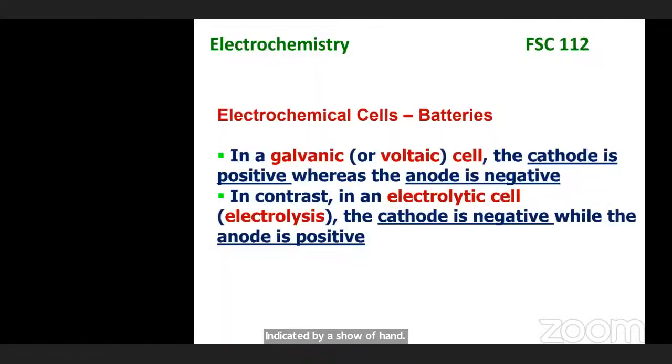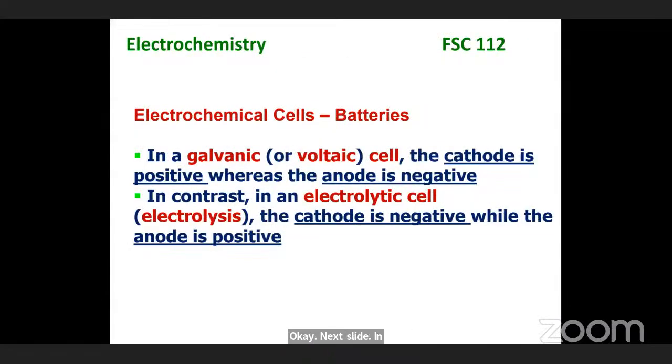Okay. Next slide. In a galvanic, okay, again, we're introducing another name, voltaic. So now you have electrochemical cell, you have galvanic cell, you have voltaic cell. They all mean the same thing. Sometimes you can just have battery. They're all talking about electrochemical cells because chemical energy is converted into electrical energy. So they can be used interchangeably. So you take note of that. You can have galvanic, you can have voltaic, you can also just say electrochemical cells.